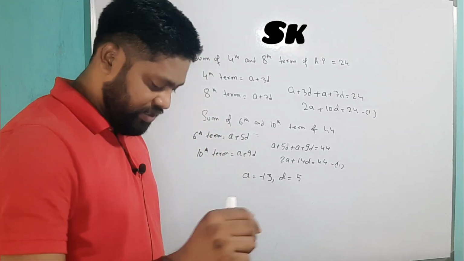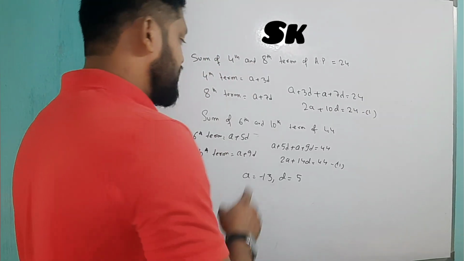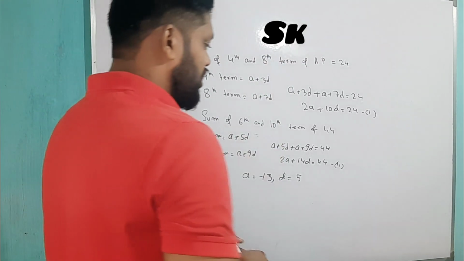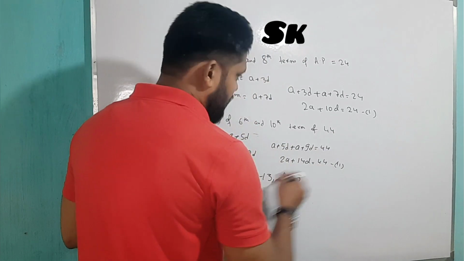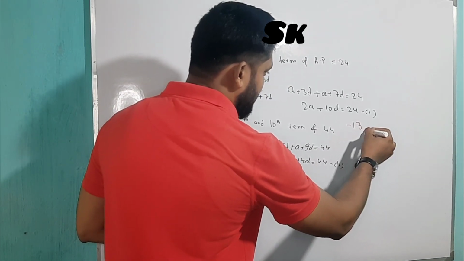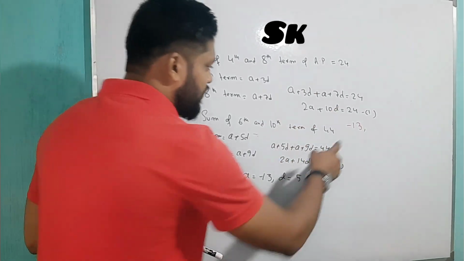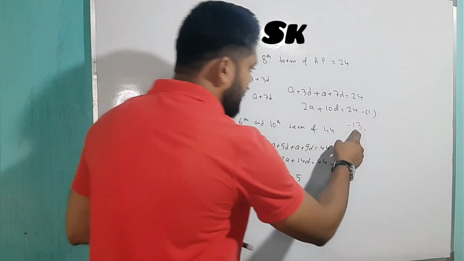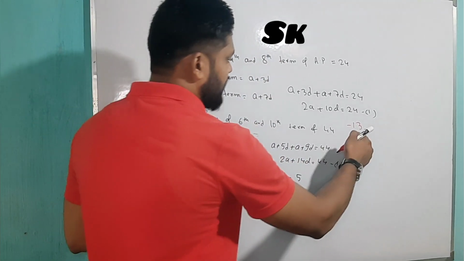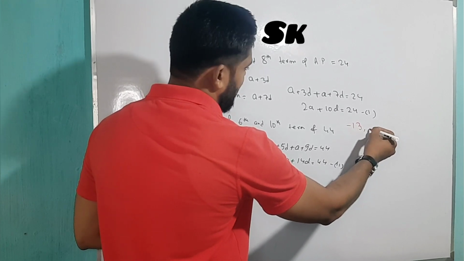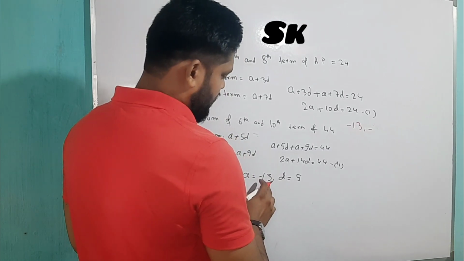What they're asking is to write the first 3 terms of an AP. So the a value is minus 13. For the second value, I have to add the common difference d. If I add the d value to the first value, I will get the second value. d is 5. So minus 13 plus 5 is minus 8.